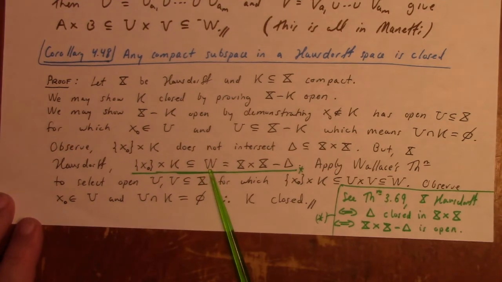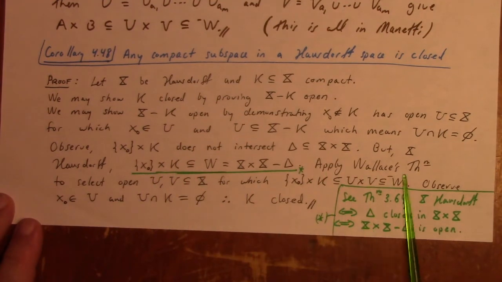and I'm saying that W is equal to the complement of the diagonal in the Cartesian product of X with itself. This, my friends, is open because of Theorem 3.69, which says that if X is Hausdorff, the diagonal is closed, which is to say the complement of the diagonal is open. So this is my open set, which contains this singleton cross the compact subset rather.